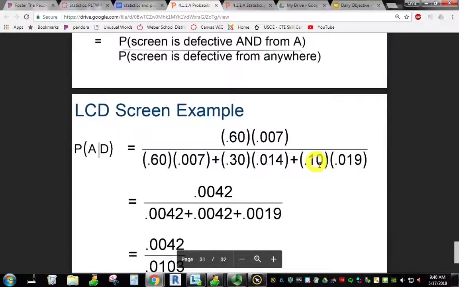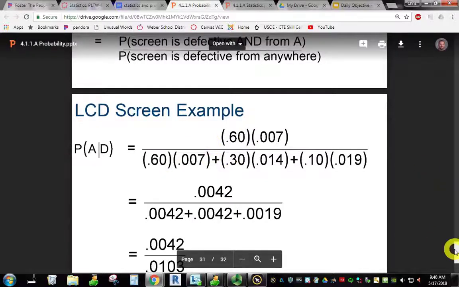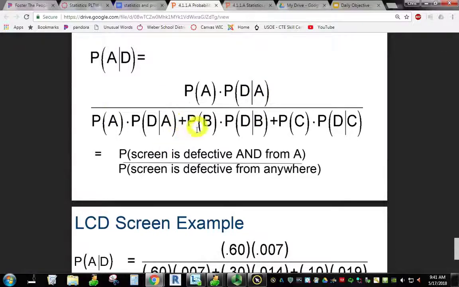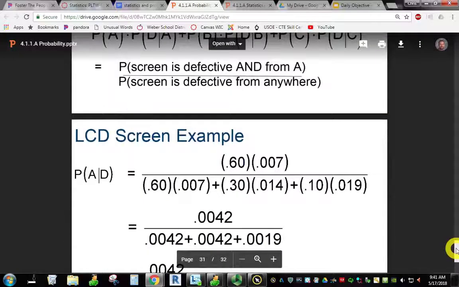Here we go. How many are from A? 0.60. How many were defective from A? We know that. And then the denominator, notice it's the same thing. Let me just scroll back to, yeah, C, probability of A, probability it's defective given is from A, same thing here. And then we just go down the line, plus your information for B, with multiplying in between, and then plus all your information for C. So we'll go back here.